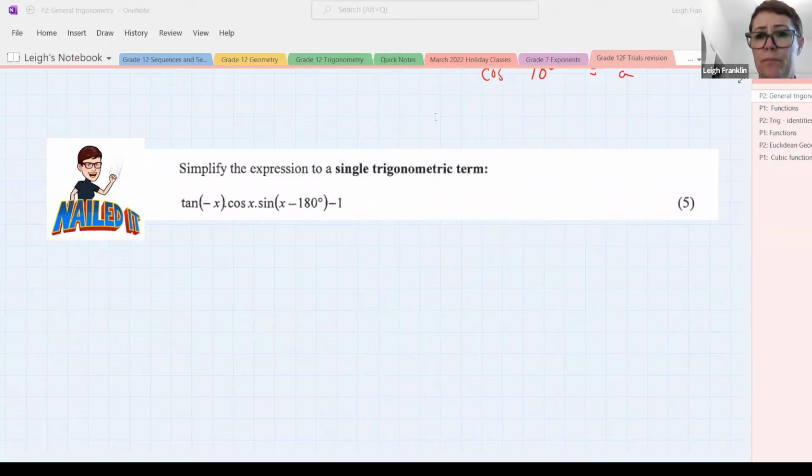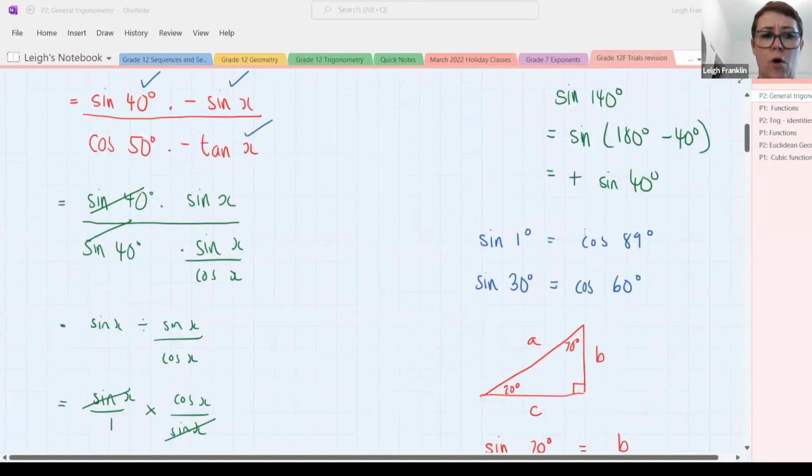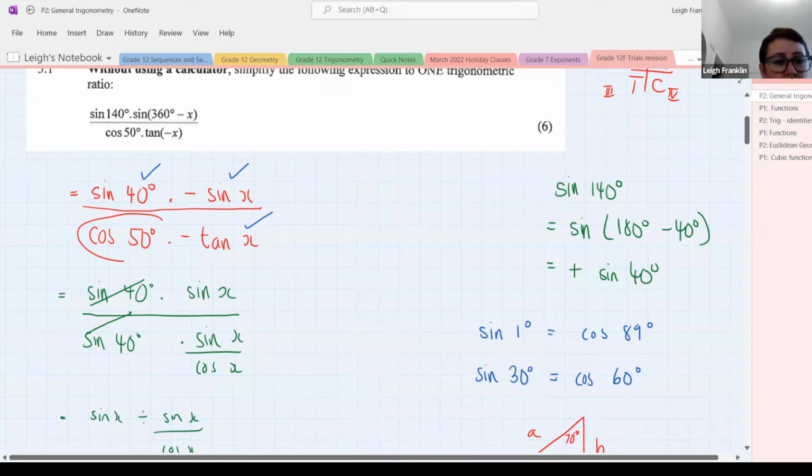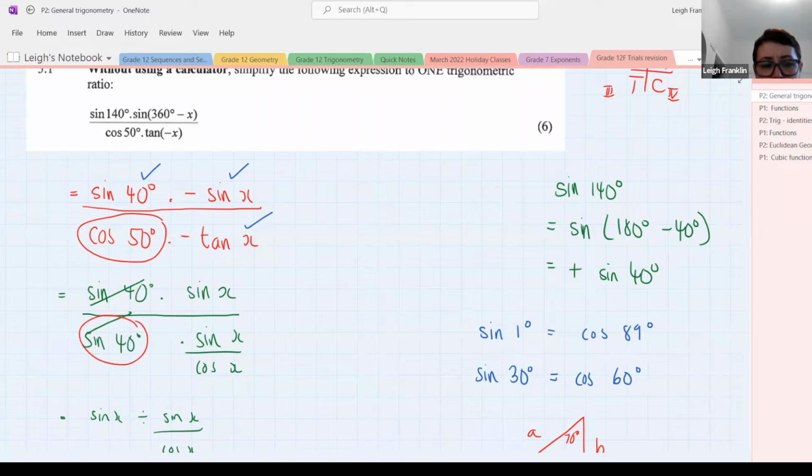So I don't understand from the part where we were reducing sine 40. Okay, so what we did here is we kept sine 40 as sine 40, and we used our co-ratios to write cos 50 as sine 40. In the same way, if I've got the cos of 89, I can write that as the sine of 1. So if I've got the cos of 50, I can write that as the sine of 40. So I've written the cos of 50 as the sine of 40.